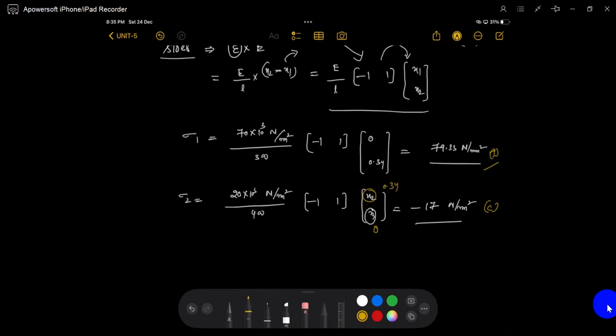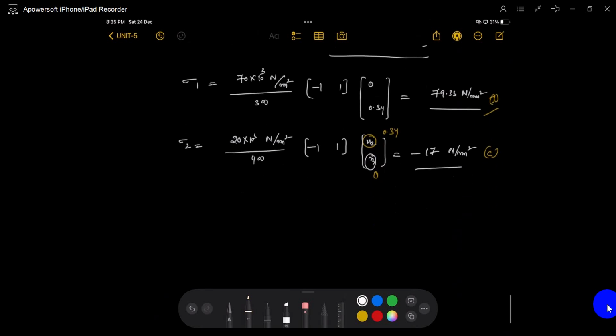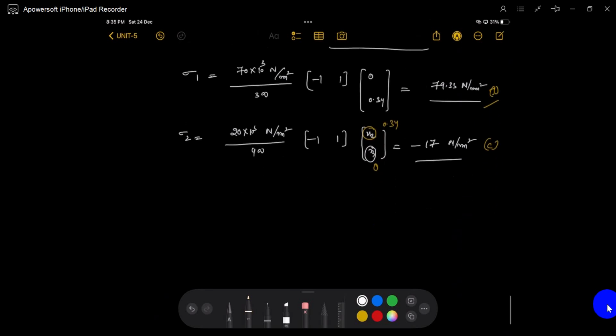Okay, that's it. Those are the problems. So now we come to the last problem, the temperature stress problem. I will also show the temperature problem. This is also the same kind of problem, but I will choose a lengthier one.